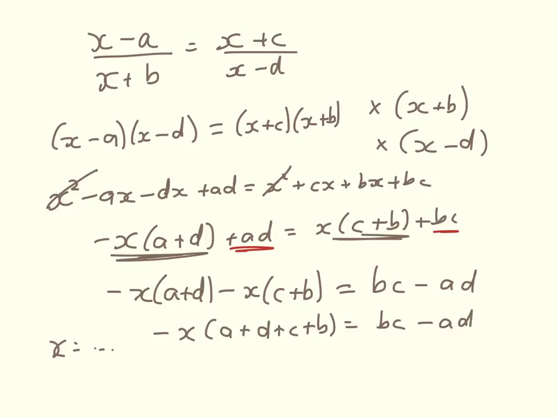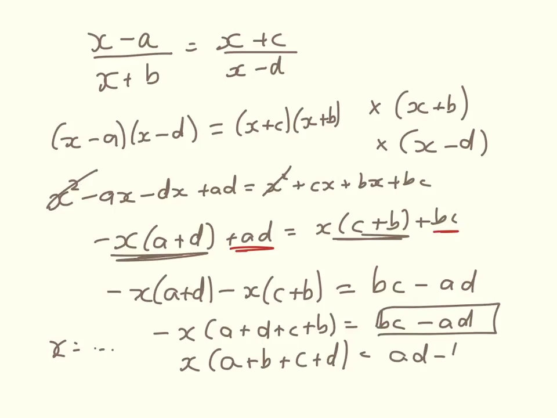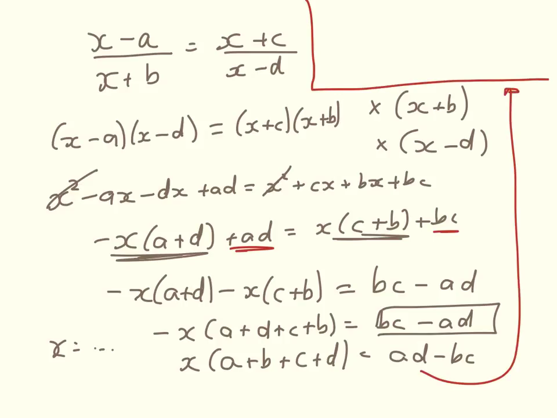Now I can clean that up by multiplying everything through by negative 1. I'll get x times, let's put these into a nice order, a plus b plus c plus d. Now when I multiply this by negative 1, I get ad minus bc. So my very last line, I'm going to squeeze in up the top here, because I don't want to insert a new slide and waste time. So we get x equals ad minus bc divided by a plus b plus c plus d.